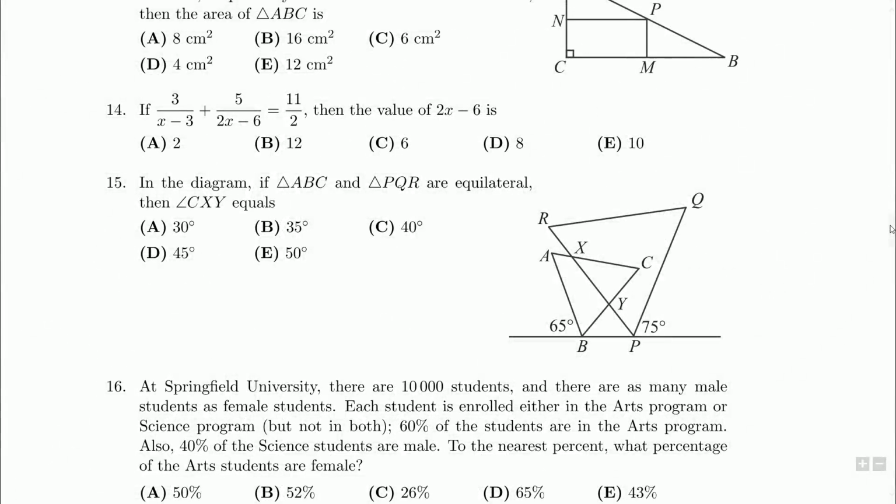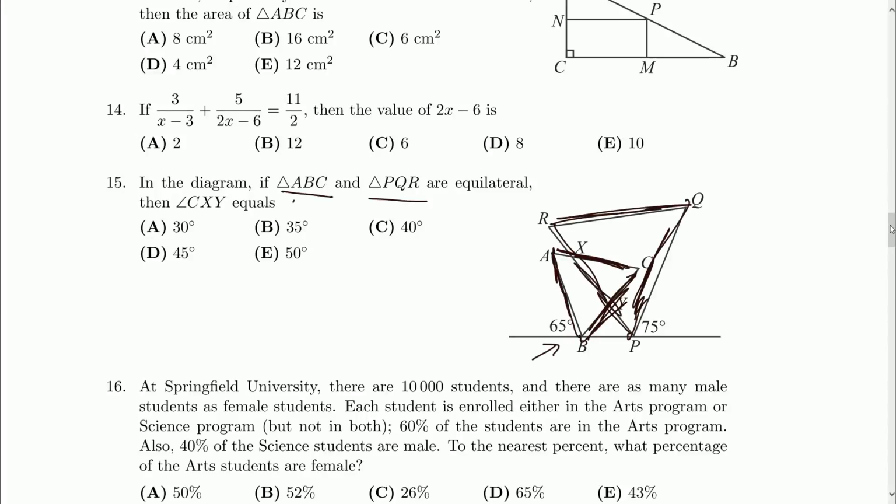We're up to question 15 now on the 2007 Cayley Math Contest. In the diagram, triangle ABC and triangle PQR are equilateral. Okay, whoa, what's going on in this diagram? So, got ABC here, and then PQR here. I think I'm going to use different colors when I draw my diagram, but they're equilateral.